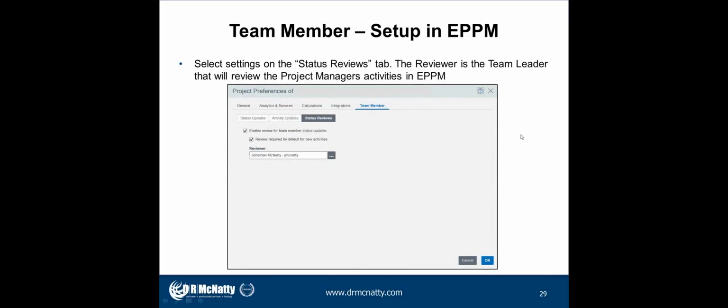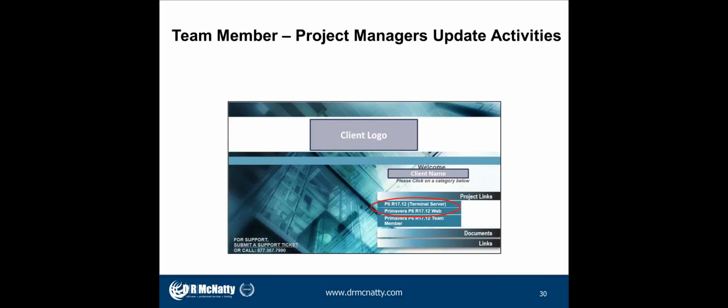And then the final tab, very important, the status reviews. You have to check these boxes, and then that enables you to choose who the reviewer is. So for each project, we had to know who the project manager was and who their team leader was. And then what we were able to do is go in and select the team leader for that project so that when the project manager updated his team member, it would go to the correct team leader.